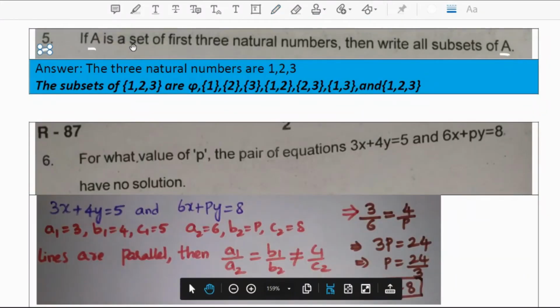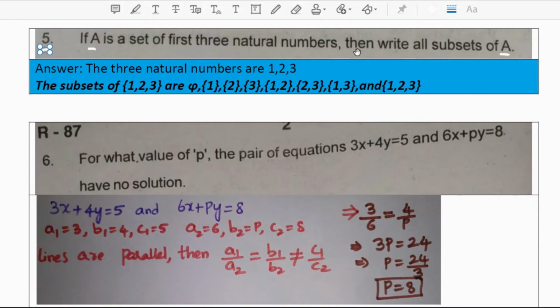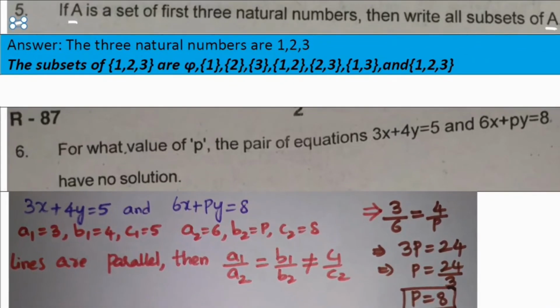Fifth question, if A is the set of first three natural numbers, then write all subsets of A. So we know that 1, 2, 3 are the first three natural numbers, and the subsets of {1, 2, 3} are the empty set, {1}, {2}, {3}, {1, 2}, {2, 3}, {1, 3}, and {1, 2, 3}. These are all the subsets of {1, 2, 3}.